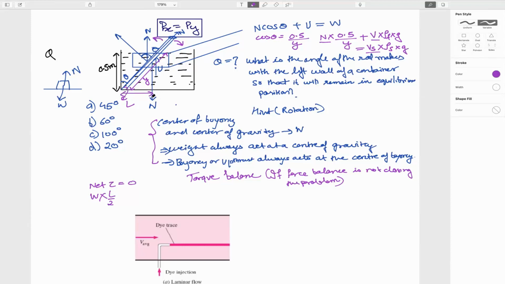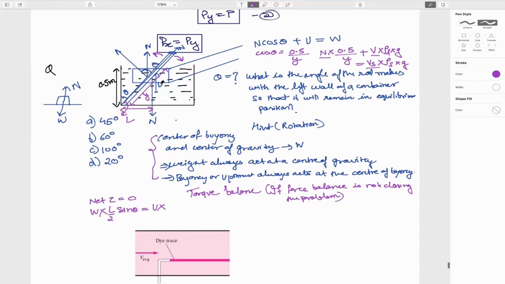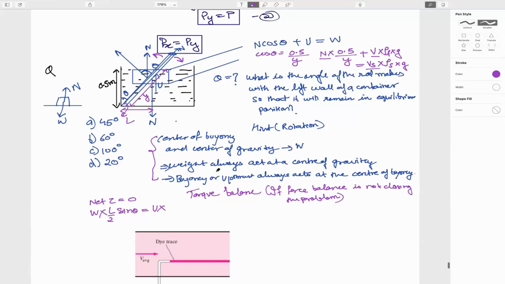Torque is always the perpendicular distance from the force. So if this is the force acting at this point, that is the center of gravity, then we need to find this distance. That comes out to be L by 2, and in this direction this is cos theta, and in this direction this is sin theta. So that is L by 2 sin theta. This should be balanced by upthrust into. Now, upthrust acts at the center of buoyancy.